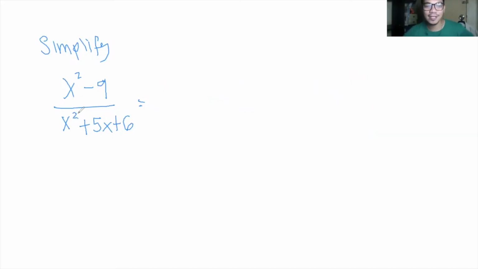Let's try now this rational expression wherein we can also apply the different types of factoring techniques. For the first one, x squared minus 9 can be factored using the difference of two squares, which is now (x plus 3)(x minus 3). Take note that these two can interchange.